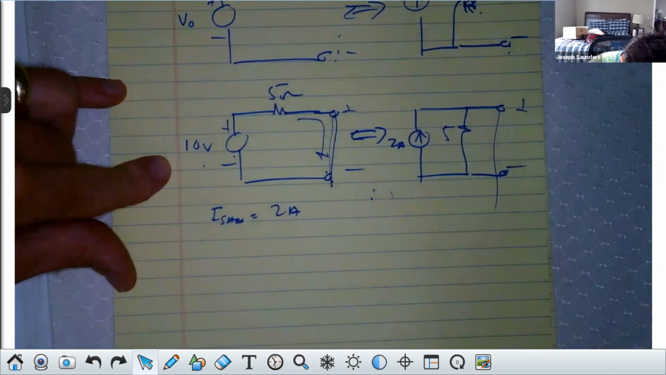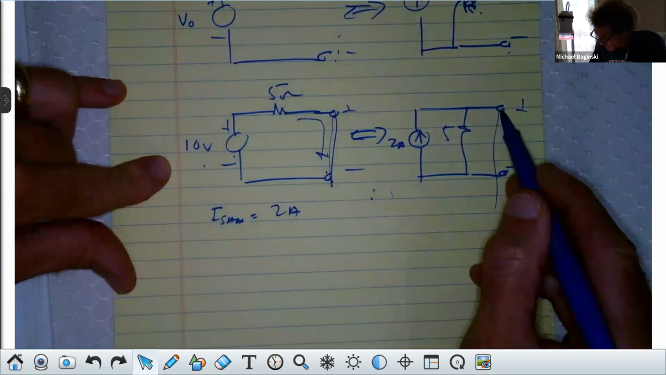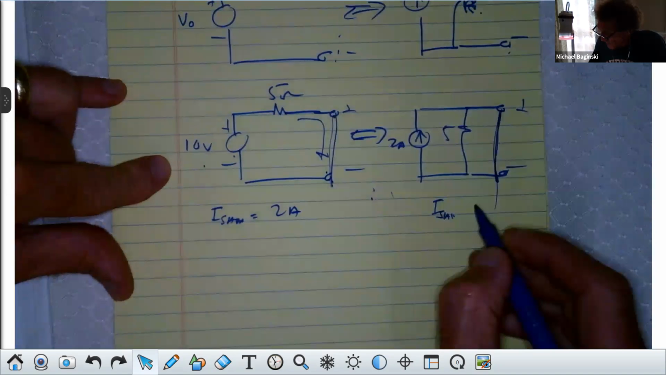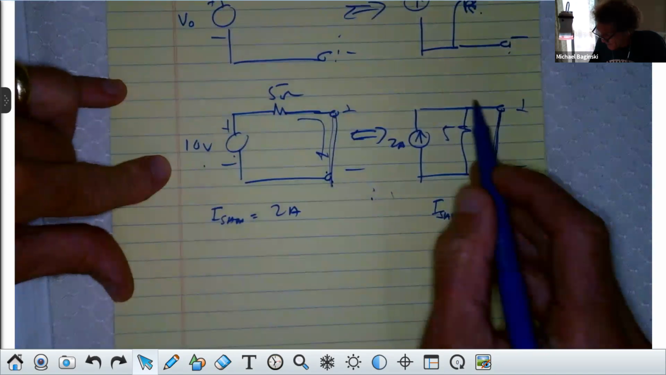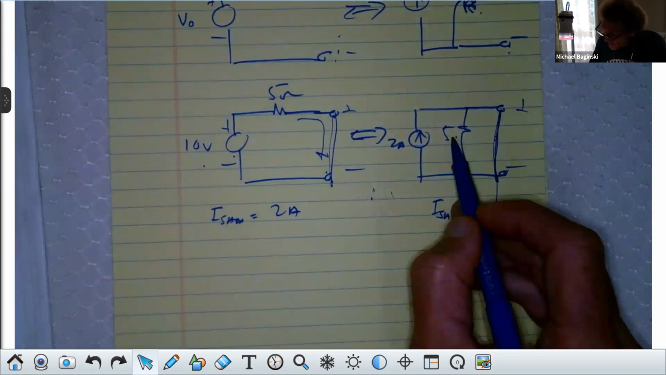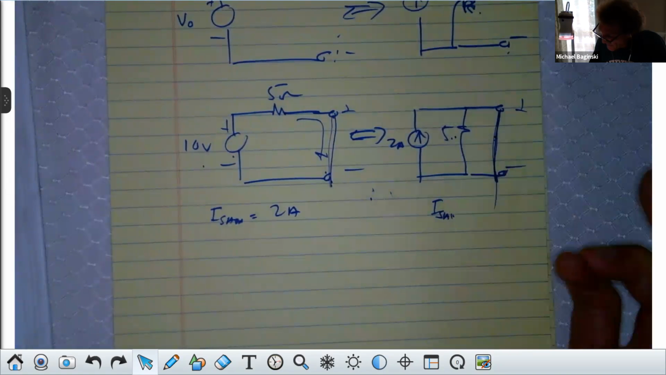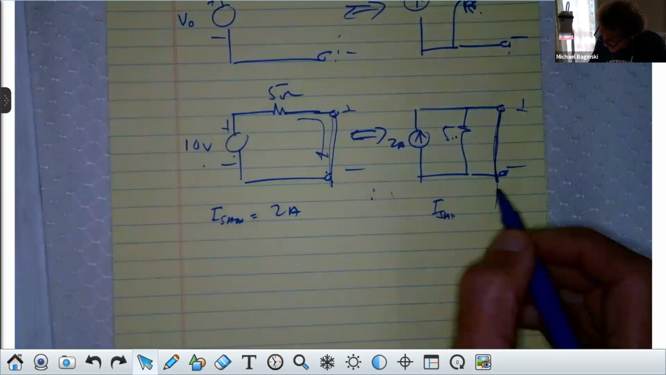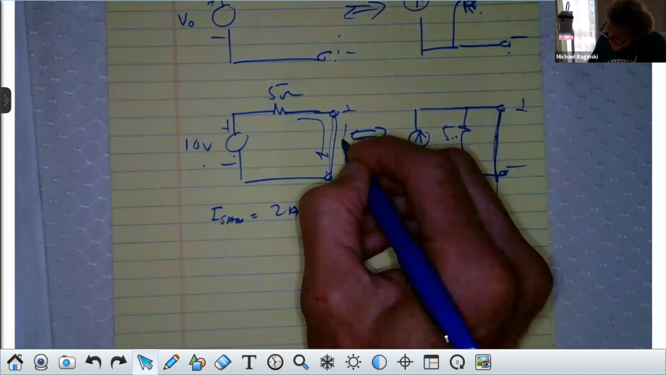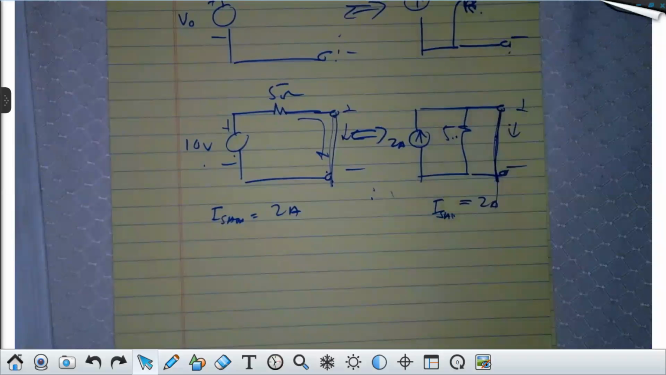What about if I put a short here? How much flows? Nothing, right? Yeah, because if you do current division, you would take the opposite resistor over the sum of 5 plus 0, or 5. 5 over 5 times 2 is just 2, right? And it would flow this way. You all agree with that? Yeah. That's if it's a short.